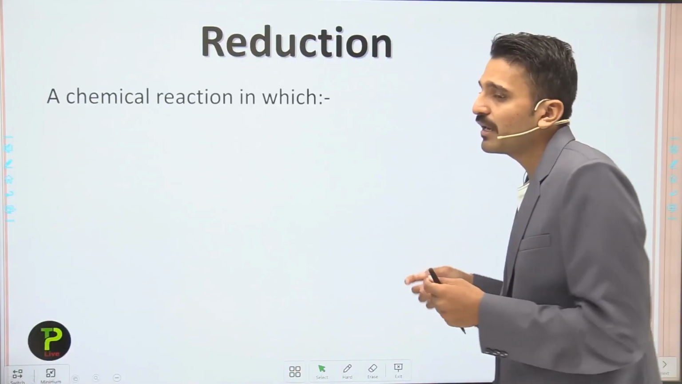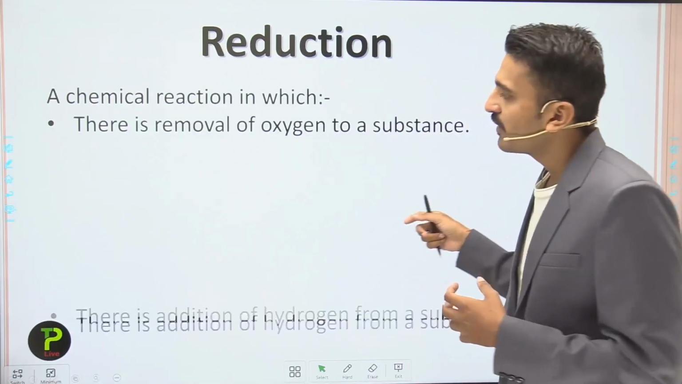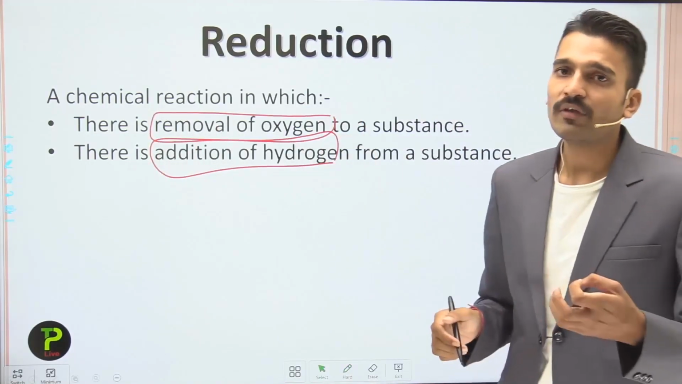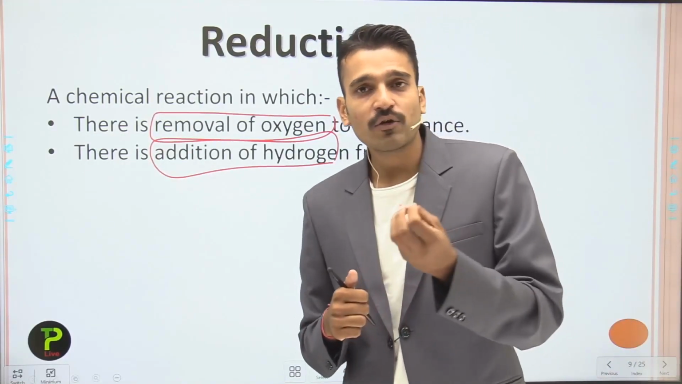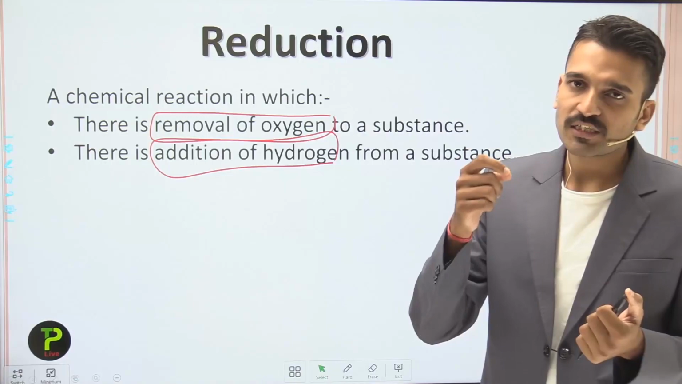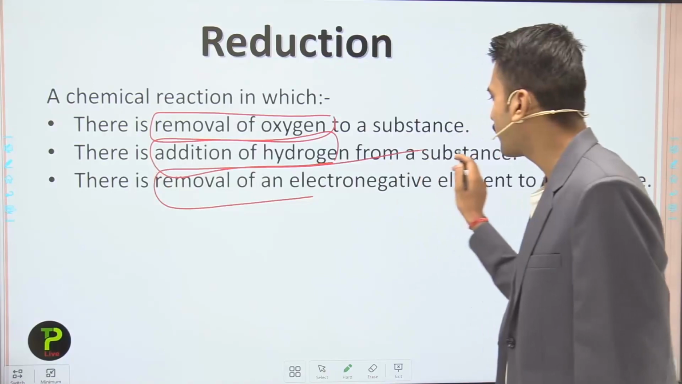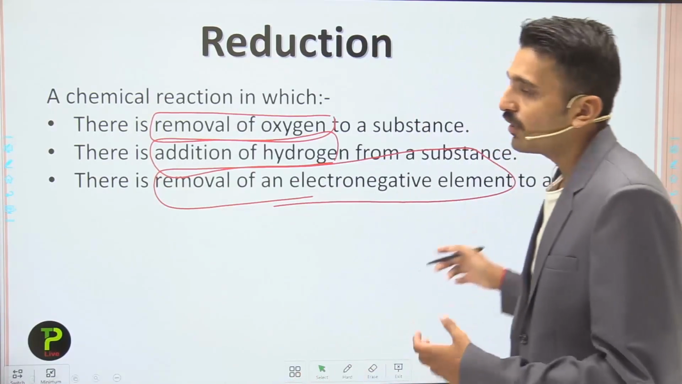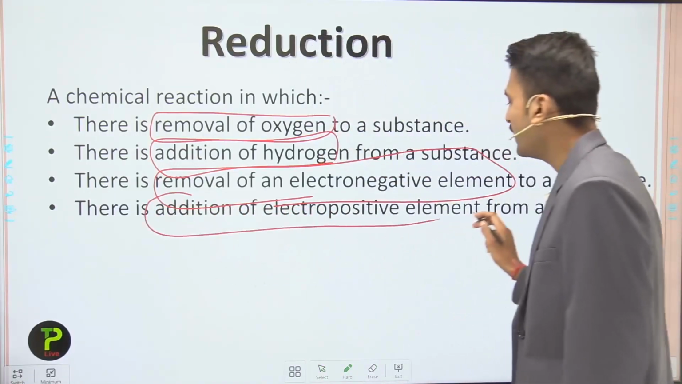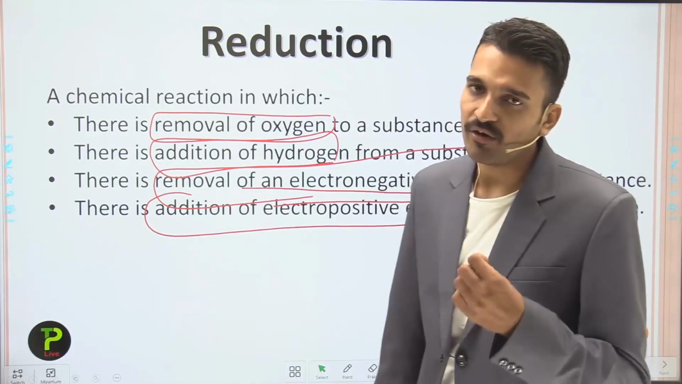A reduction reaction is a chemical reaction in which there is removal of oxygen and addition of hydrogen. So what will happen to the electronegative element? The electronegative element will be removed for the reaction to come under the category of reduction. So in this reaction there is removal of an electronegative element. And what happens to the electropositive element? There is an addition of an electropositive element to come under the category of reduction reaction.